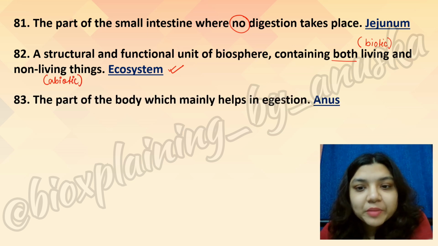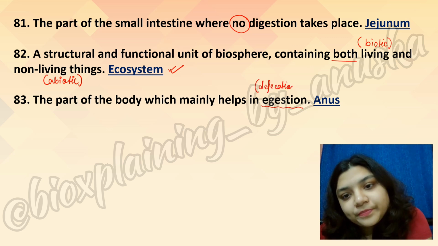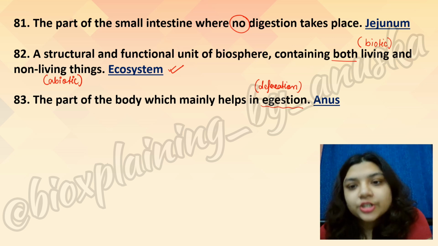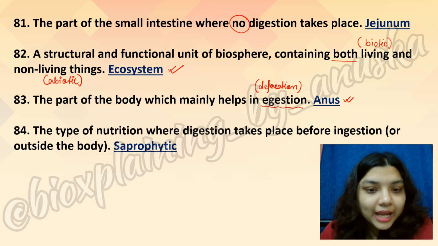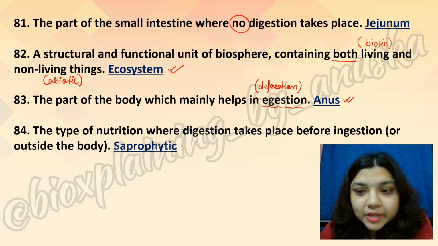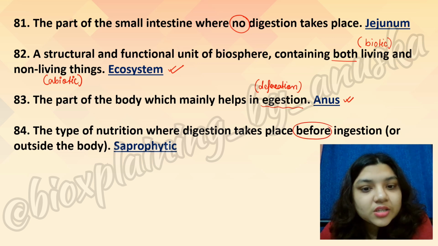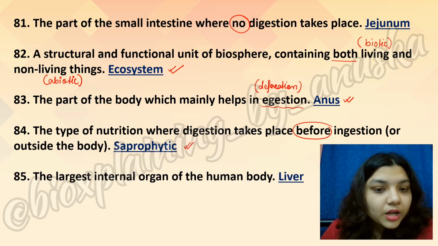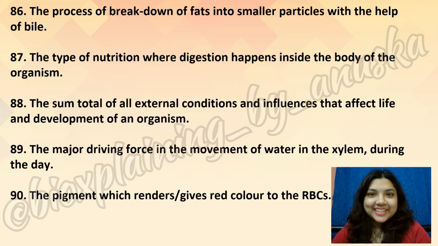non-living, that means the abiotic components. Part of the body which mainly helps in egestion. Egestion is the defecation of the undigested matter, that is the anus. Type of nutrition where digestion takes place before ingestion, or outside the body. So this is the saprophytic type of nutrition. Largest internal organ is the liver. The next questions are as you see on the screen.